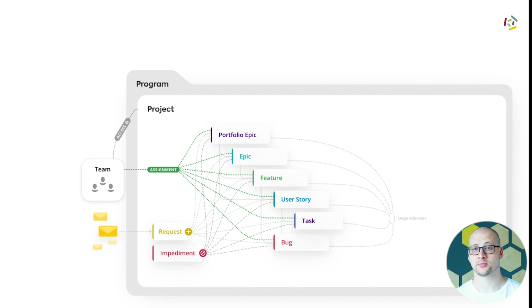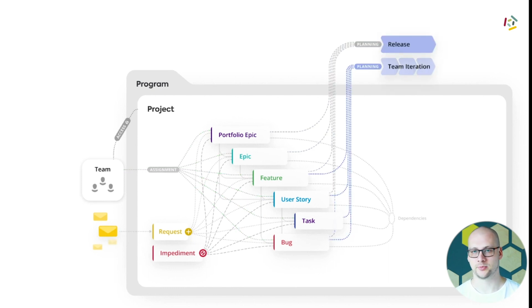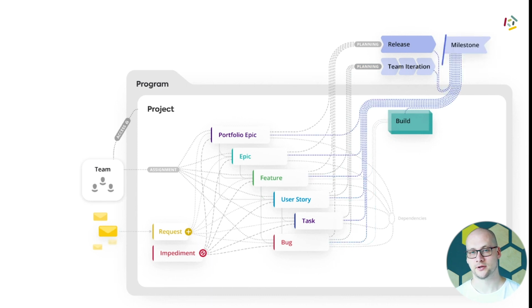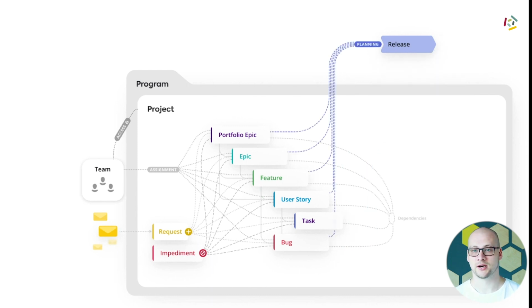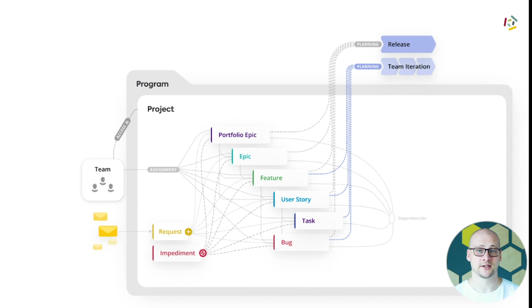Planning items in Targetprocess are represented by releases, team iterations, builds, and milestones. Releases represent a time box during which a group of teams deliver incremental value in the form of working, tested software, or systems. It has predetermined start and end dates, during which progress is monitored and compared with planned velocity. Team iterations are shorter fixed-length time boxes, used by agile teams to plan work and track progress.